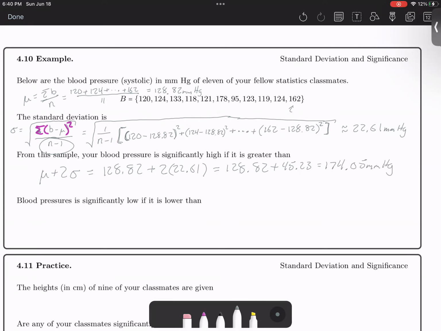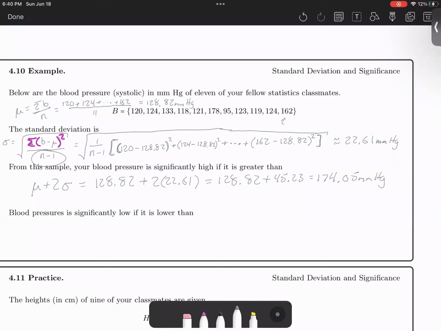So if any student has a blood pressure of 174.05 or greater, they're 2 standard deviations away from the average. Therefore, they're significantly high. So let's see, if we go through our data set, how many values are greater than 174.05? I think we just have that 178. Because 178 is higher than 174.05, we can say that 178 millimeters of mercury is significantly high compared to this sample.